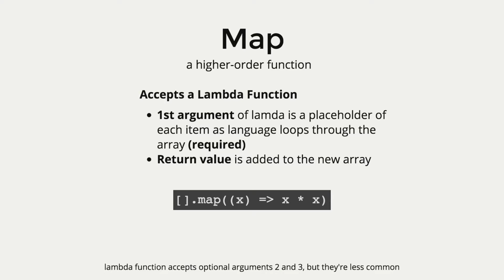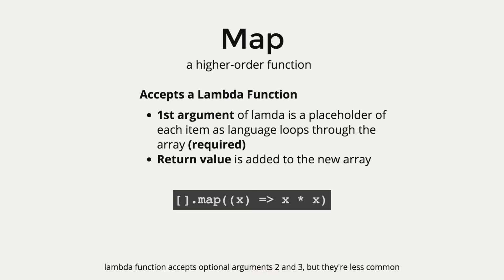So map is a higher order function. What is a higher order function? It accepts other functions. A function that accepts or returns functions. Yep. What's a lambda function?